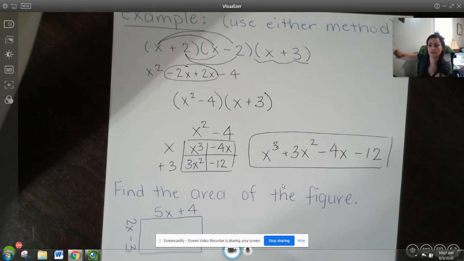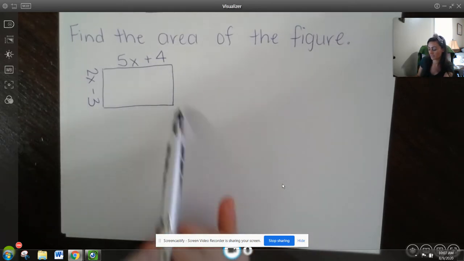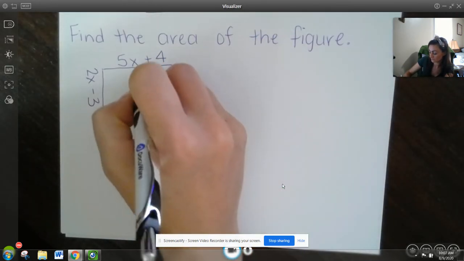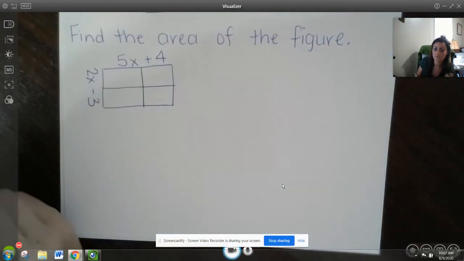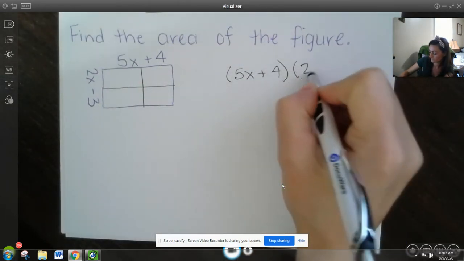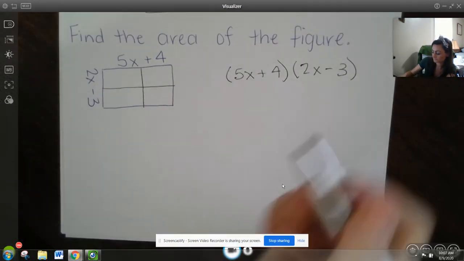So the next example we have, of course my camera froze. The next example is starting to work us into word problems. So now we've been given a rectangular figure and our goal is to find the area. You could split this and do the box method, or you could do double distribution. Either one doesn't matter. Go ahead and pause your video and come back and double check your answer at the end.